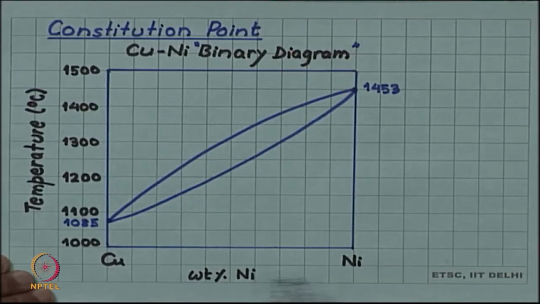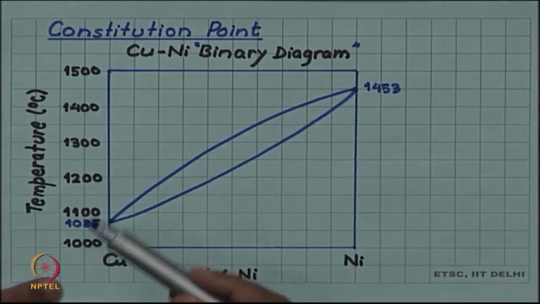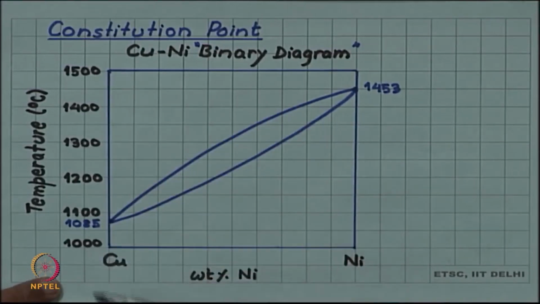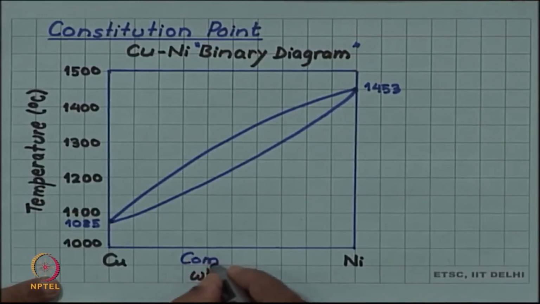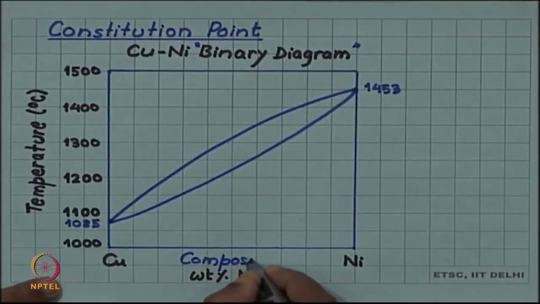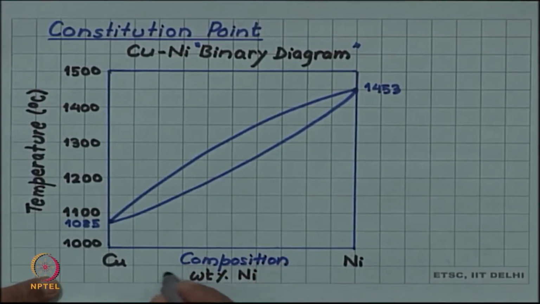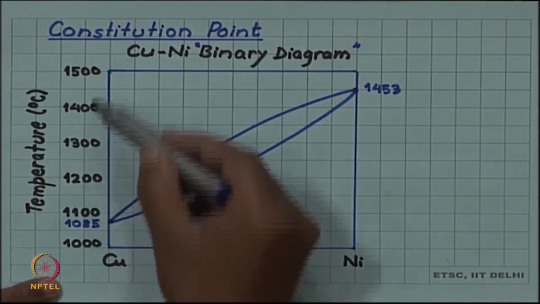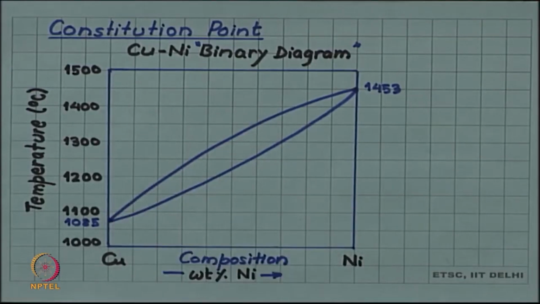and as I told you, we will mainly focus on binary diagrams, which means two components, and in this particular example the two components are copper and nickel, which is written on the x axis here, and the temperature is on the y axis. So, our thermodynamic variables are composition, and composition in this particular case is being expressed as weight percent nickel, and the other thermodynamic variable is the temperature.